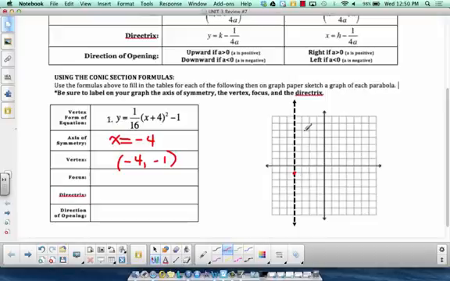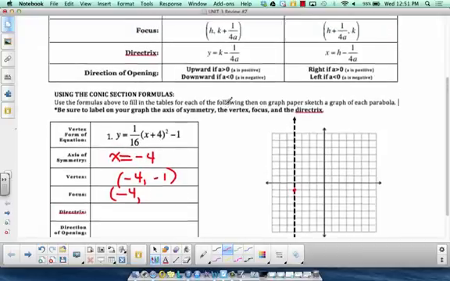I know this thing opens up, so that means that the focus is going to be up here relative to the directrix, which will be below it. Remember, the focus is always on the inside of the parabola. If I look at this, we also know that the focus is going to lie on the axis of symmetry. If my axis of symmetry is x equals -4, then the part that I have here is -4, comma. Now I've got to scroll back up here.